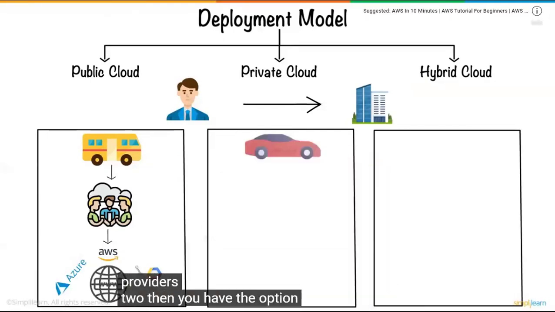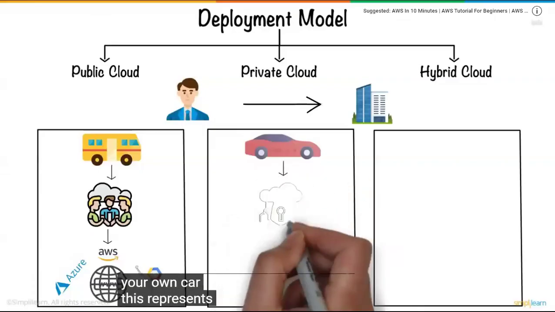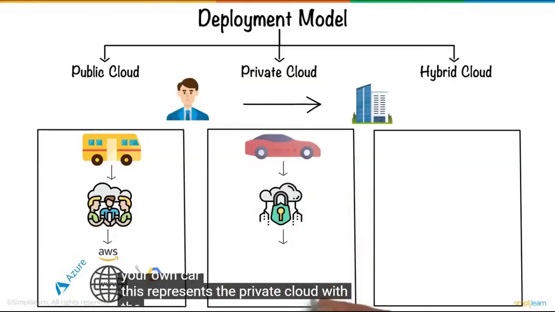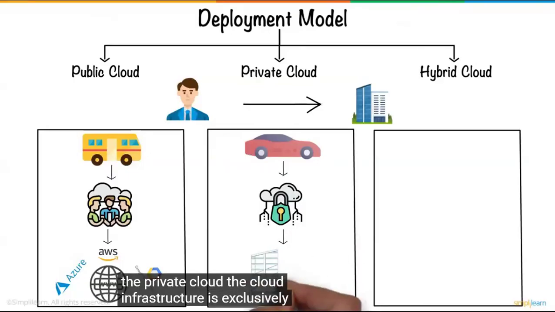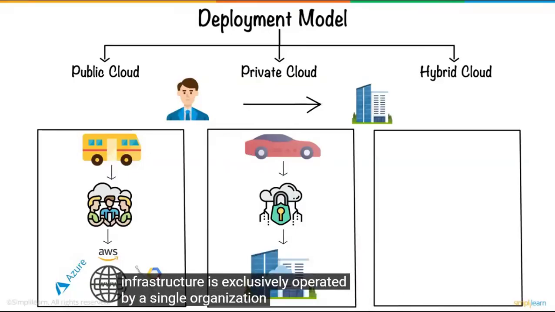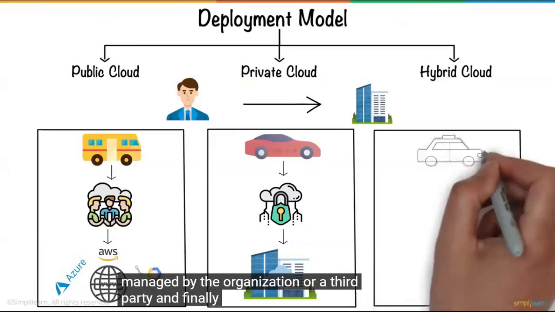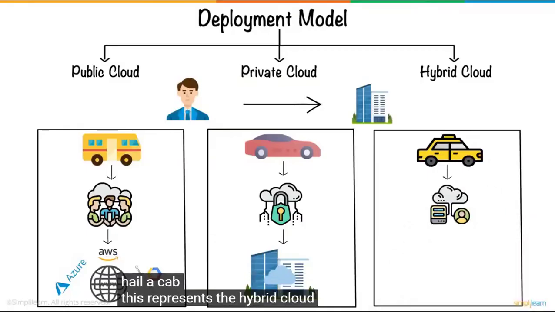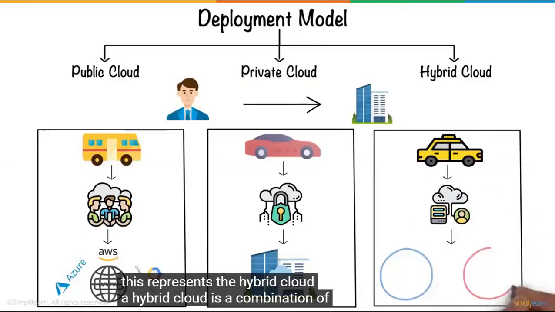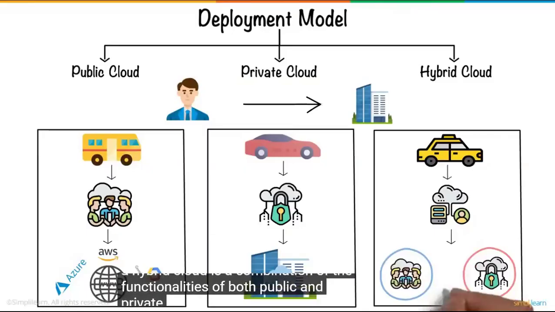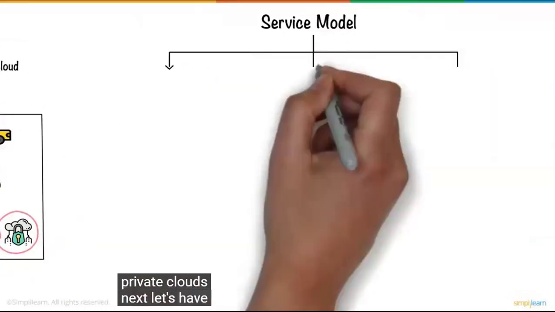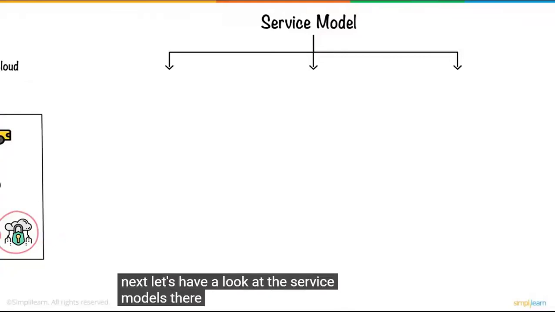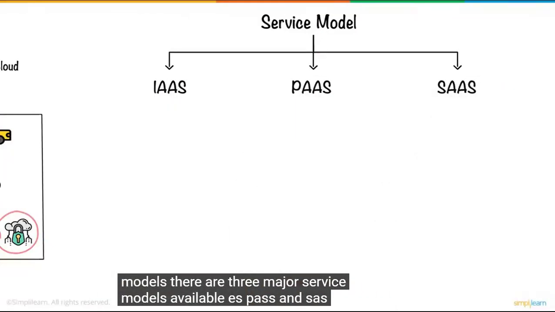Two, then you have the option of using your own car. This represents the private cloud. With the private cloud, the cloud infrastructure is exclusively operated by a single organization. This can be managed by the organization or a third party. And finally, you have the option to hail a cab. This represents the hybrid cloud. A hybrid cloud is a combination of the functionalities of both public and private clouds. Next, let's have a look at the service models. There are three major service models available: IaaS, PaaS, and SaaS.